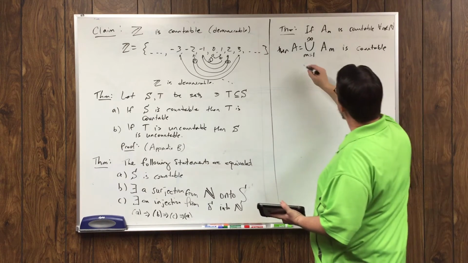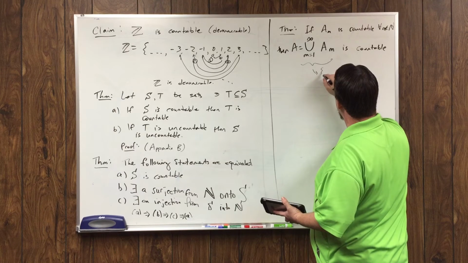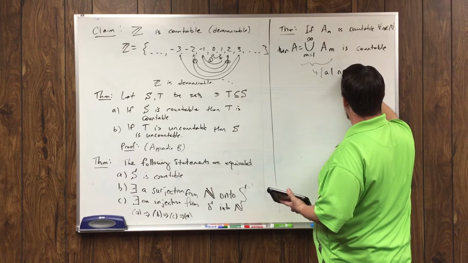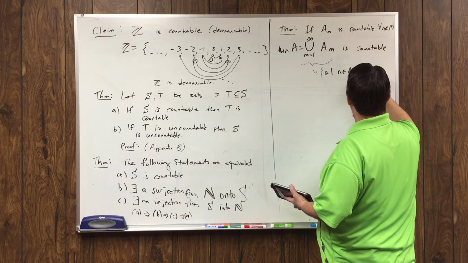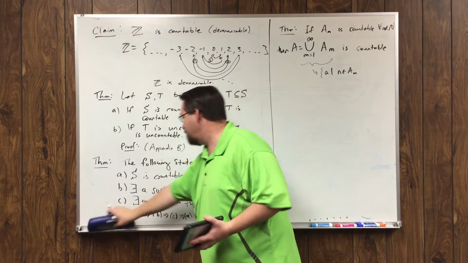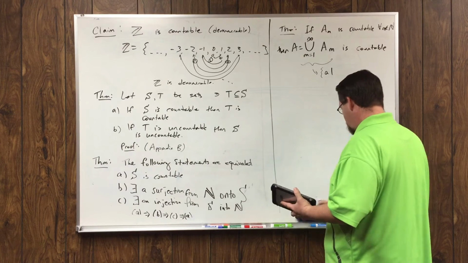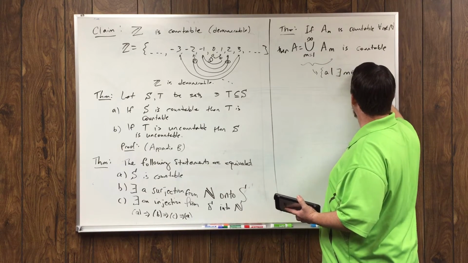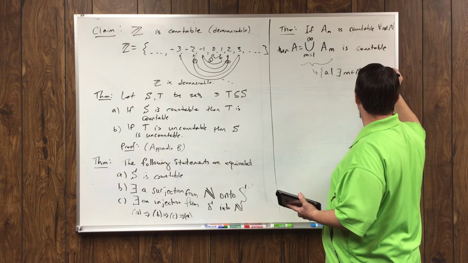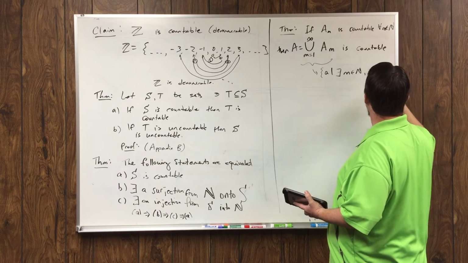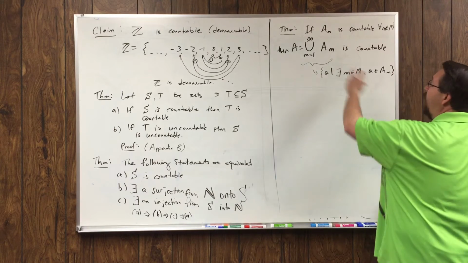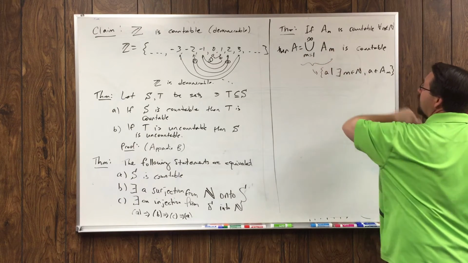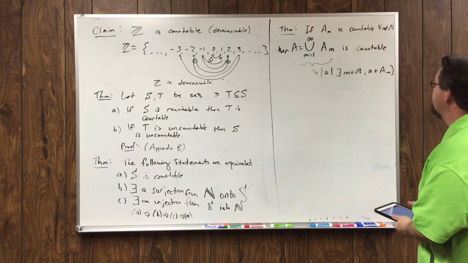Now, I don't know that we necessarily define this explicitly, but let me write it one more time. This union would be the set of all A such that there exists an M out of the natural numbers where A is an element of A sub M. Meaning all the elements that are in any of the A sub M's.